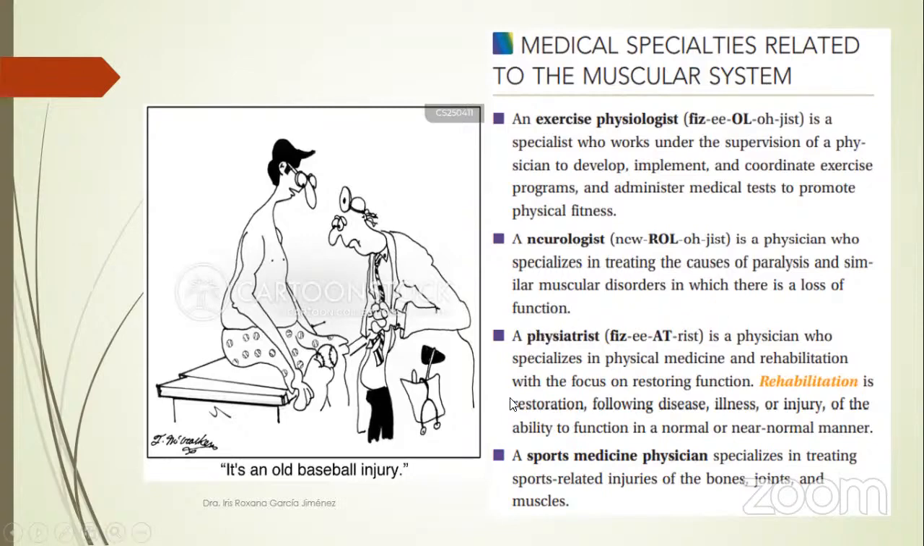The physiatrist and the sports medicine physician. Well, the physiatrist is a physician who specializes in physical medicine and rehabilitation, with the focus on restoring function. Rehabilitation is the restoration following disease, illness, or injury of ability to function in a normal or near normal manner, right? And the sports medicine physician, the one who specializes in treating sports-related injuries of the bones, joints, and muscles. Just take it in account as extra information for catching some vocabulary.